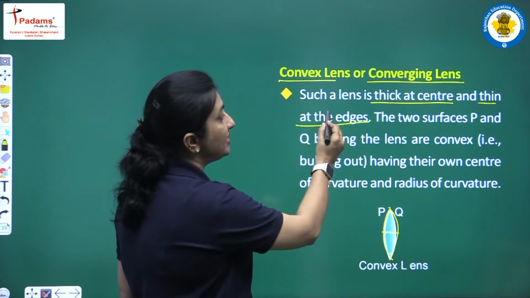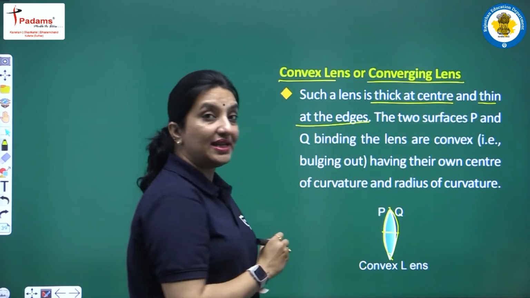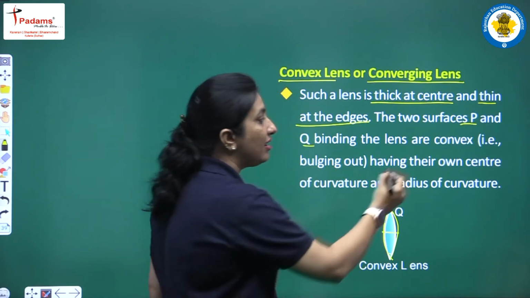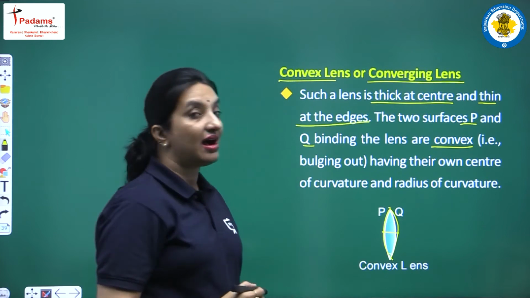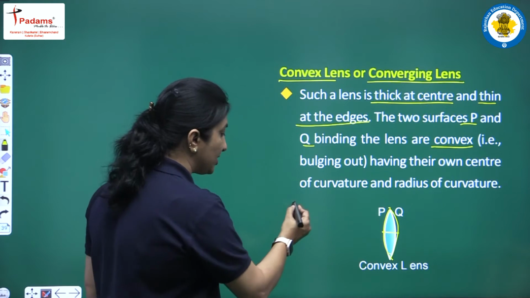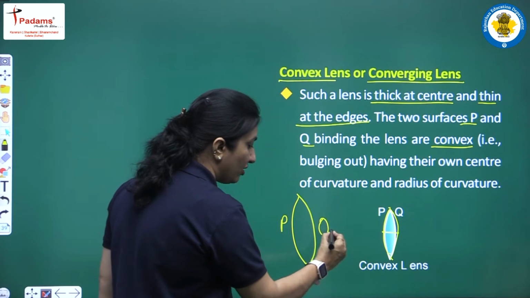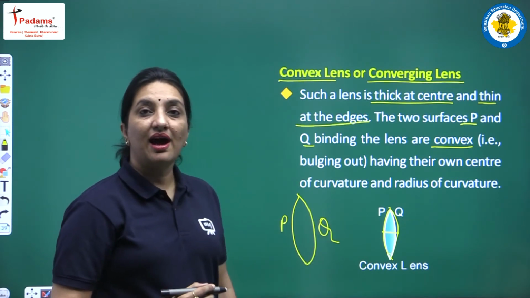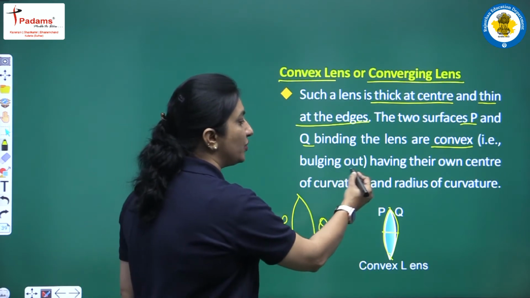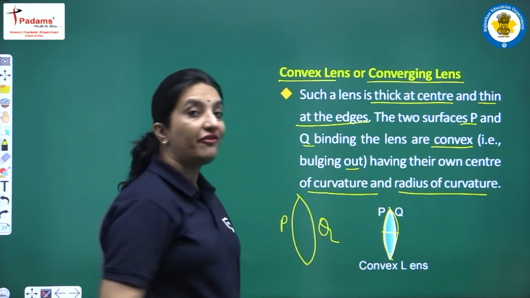So what is written is that such a lens is thick at the center and thin at the edges. The two surfaces P and Q binding the lens are convex, that is, they are bulging outwards. So both these surfaces P and Q are convex, that is, they are curved outwards, or bulging out, having their own center of curvature and own radius of curvature.